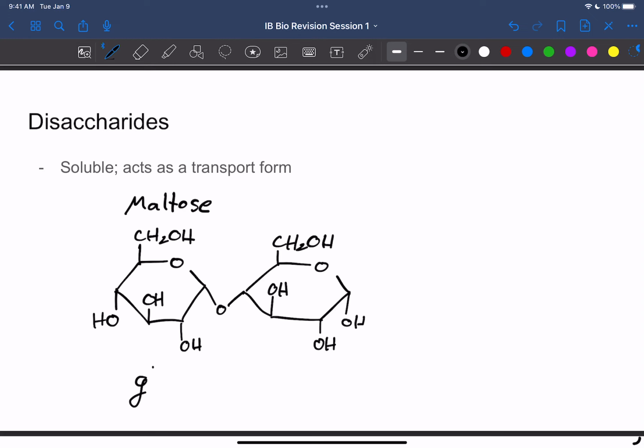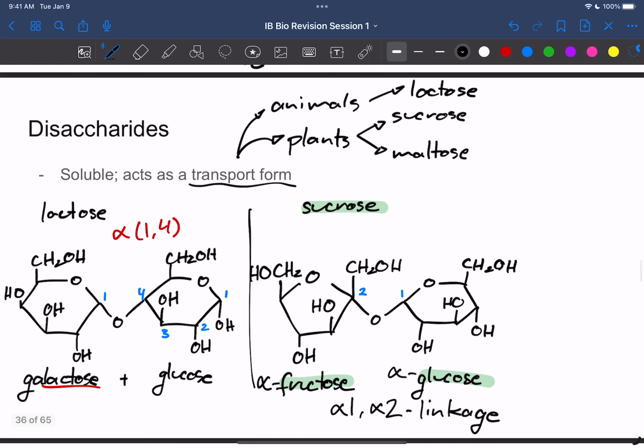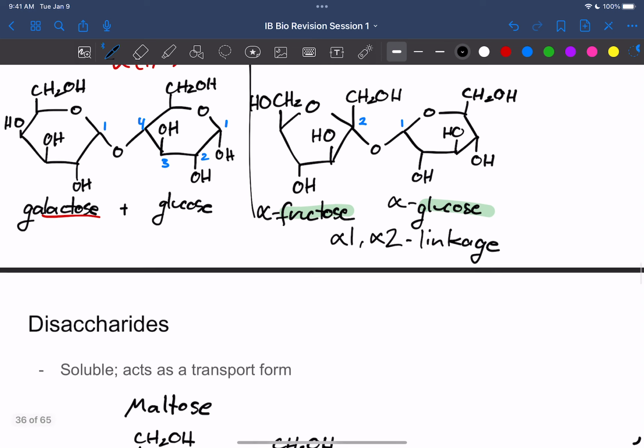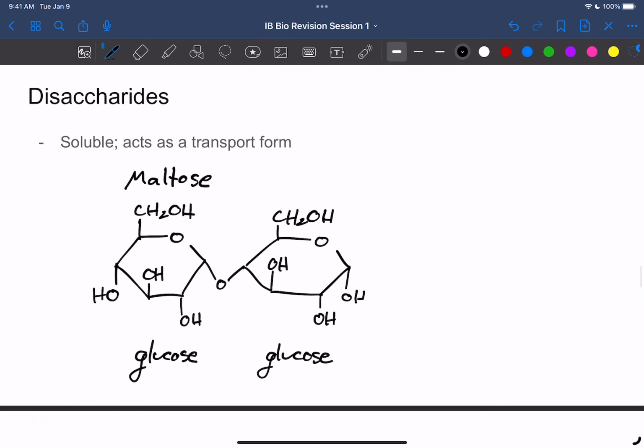So this is glucose, and this is glucose. Just to clarify one more time, you guys don't need to know the linkages. I was just showing that to have some kind of application for you guys. It would be good practice. But glucose plus glucose makes maltose.